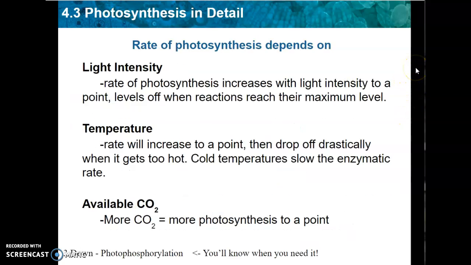The rate of photosynthesis is dependent on several things. Most importantly is light intensity. The rate of photosynthesis will increase with light intensity to a point, and then levels off when reactions reach their maximum level.